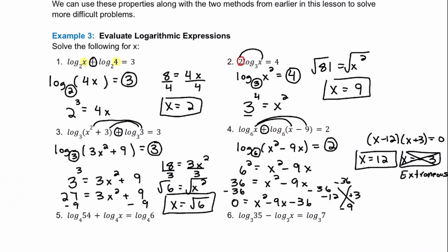Those 4 are examples of only having a log on one side, combining logs, or using our log properties, and then switching forms. Those, I think, are the little bit harder ones, just because you have to know how to switch forms.